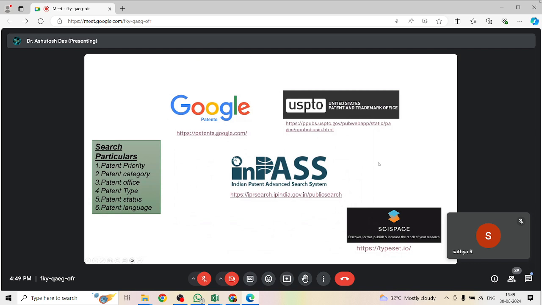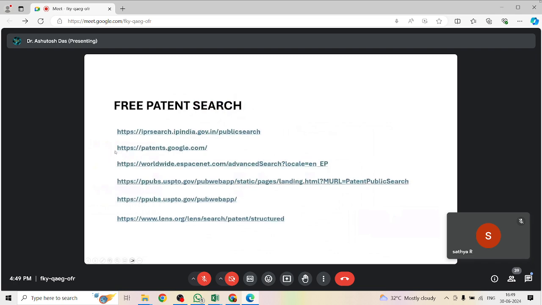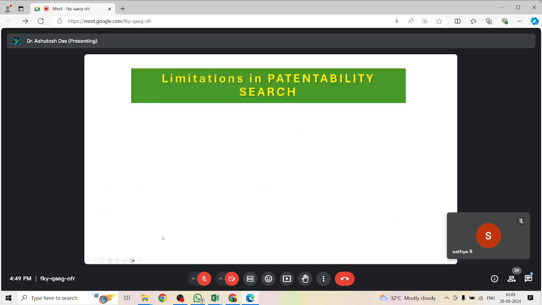Then there are some free patent searches available. This IP is what I already gave, and Google is also given. Worldwide spacenet.com is another patent search. The US patent site is already given, so you can search all of them. You can check yourself.